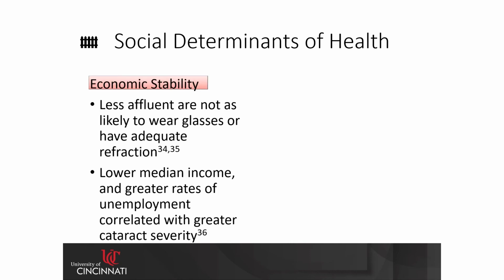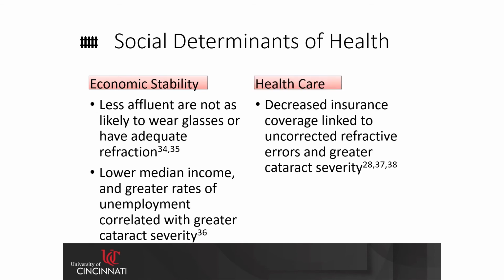While the previous slides hinted at some possible social determinants of cataracts and refractive errors, let's now go over some specifics. Economic stability is an important determinant of how likely patients are to receive eye care or have adequate refractive correction. Lower median income, higher rates of unemployment, and decreased healthcare coverage all have been correlated with greater cataract severity. Similarly, access to healthcare is a crucial component in increasing adequate refractive correction.